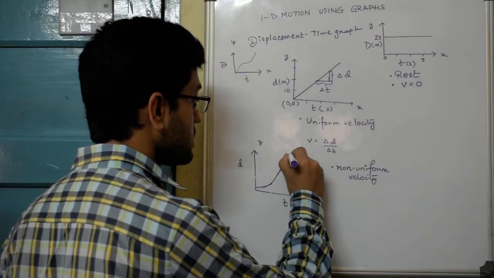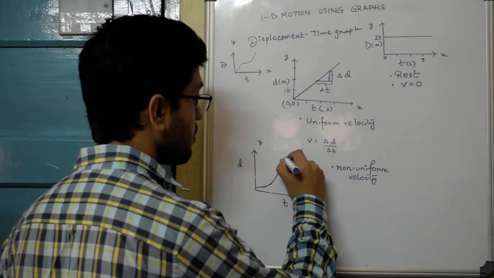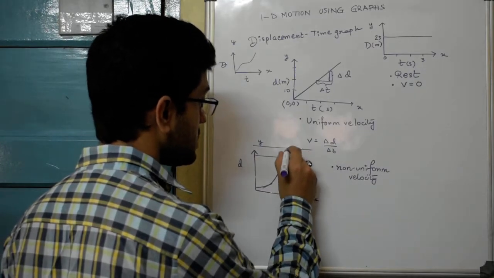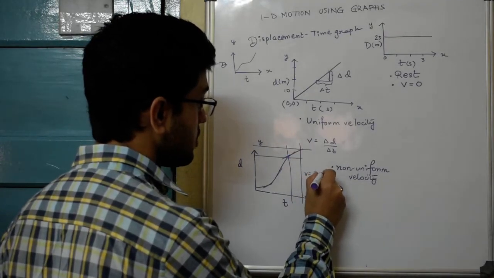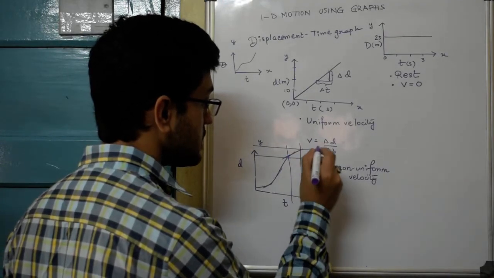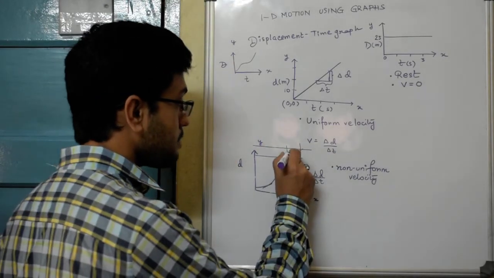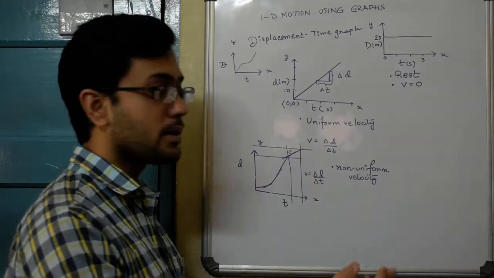say I want to find out what is the velocity at this point, I draw a tangent at that point and then I consider the end points of that tangent, and from there velocity is equal to change in displacement by change in time. This is the velocity for the body at this particular instant, say at the point C. At some other point it will be different.